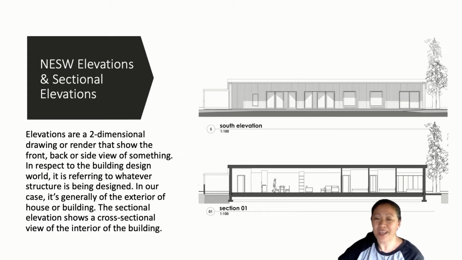property. So elevations are defined as a two-dimensional drawing or render that shows the front, back, or side view of something. So in respect to a building, it is referring to whatever structure is being designed, and in our case, it's generally the exterior of a house or building. The sectional elevation shows a cross-section view of the interior of the building, as you can see there.